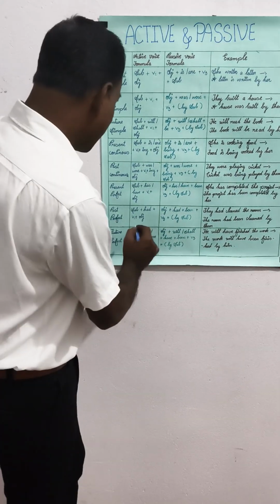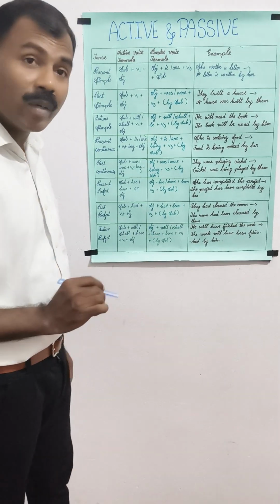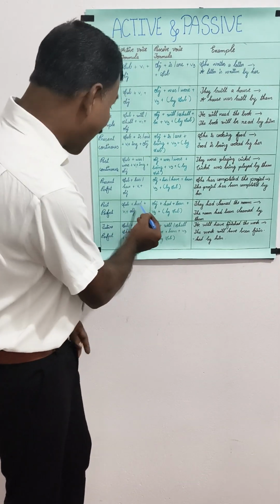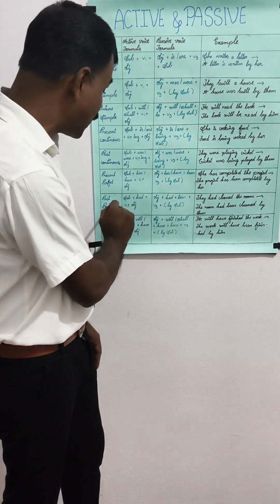Next, we are going to see past perfect tense. In the past perfect tense formula you can see subject plus had. Why are we using this "had"? We will use this "had" in past perfect tense only.